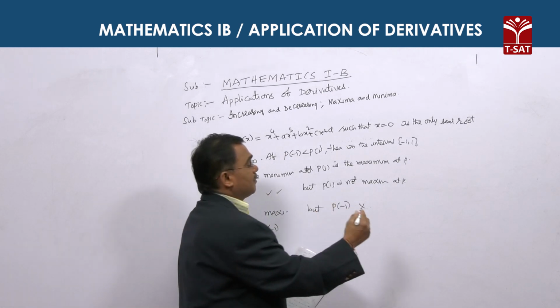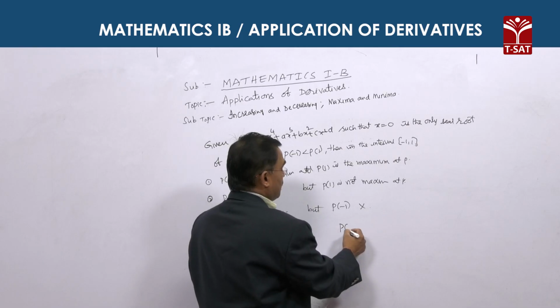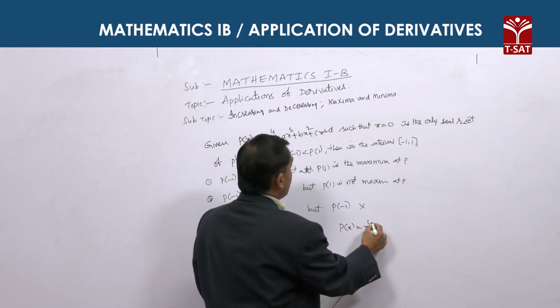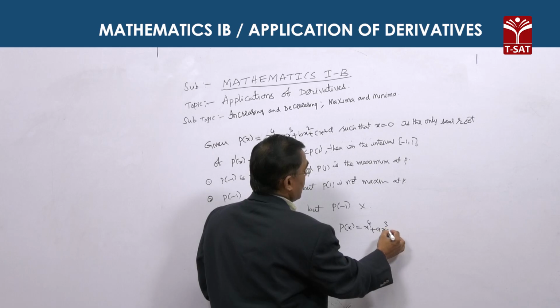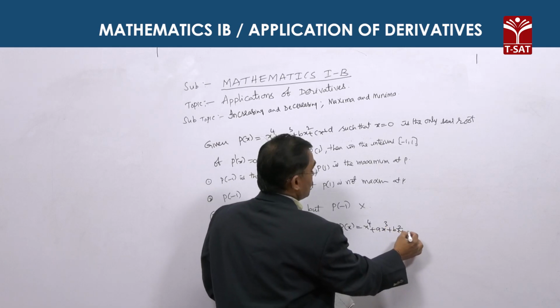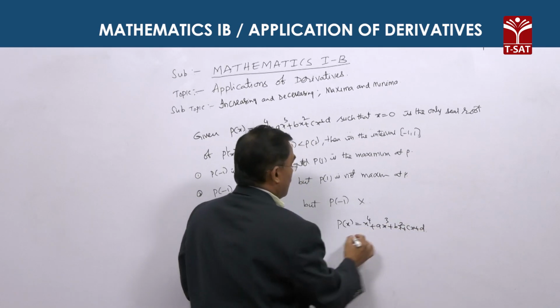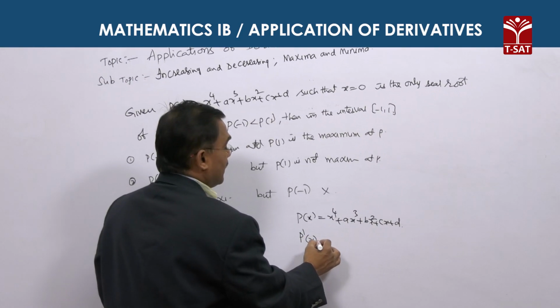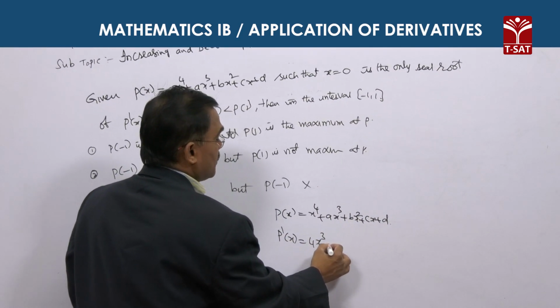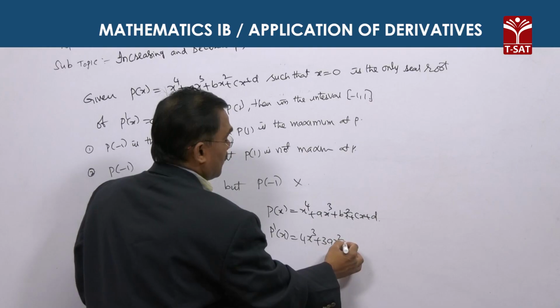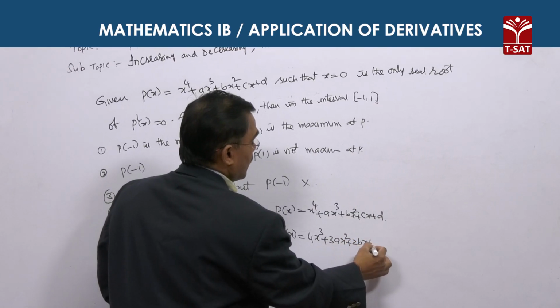The given polynomial P of x is equal to x power 4 plus ax cube plus bx square plus cx plus d. First find P dash x. What is P dash x? It is 4x cube plus 3ax square plus 2bx plus c.